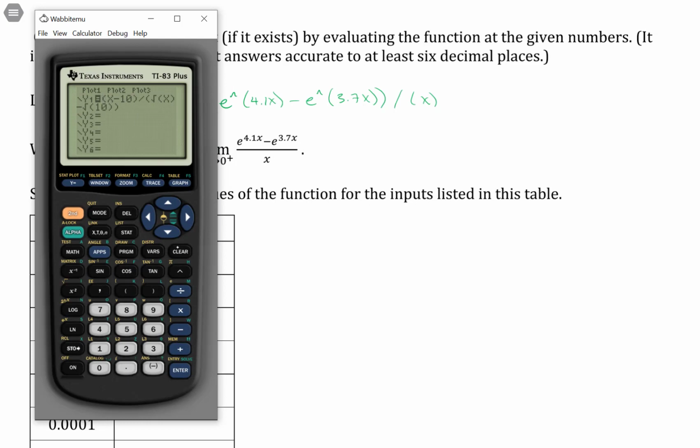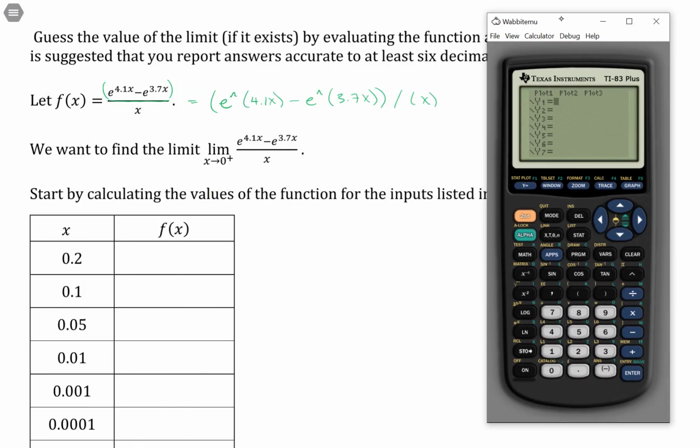So let's try this out. Clear that last function and type this in. So we have e raised to the 4.1x minus e raised to the 3.7x, close parentheses, and then divide by x. And I'm not going to use parentheses, but you can, that's fine.